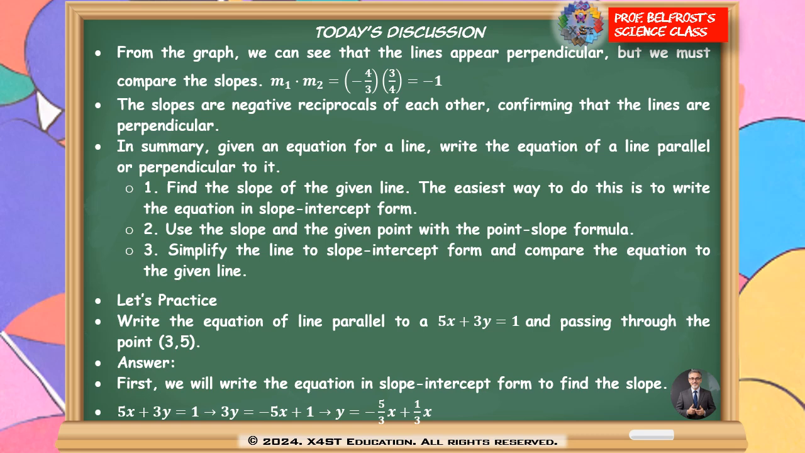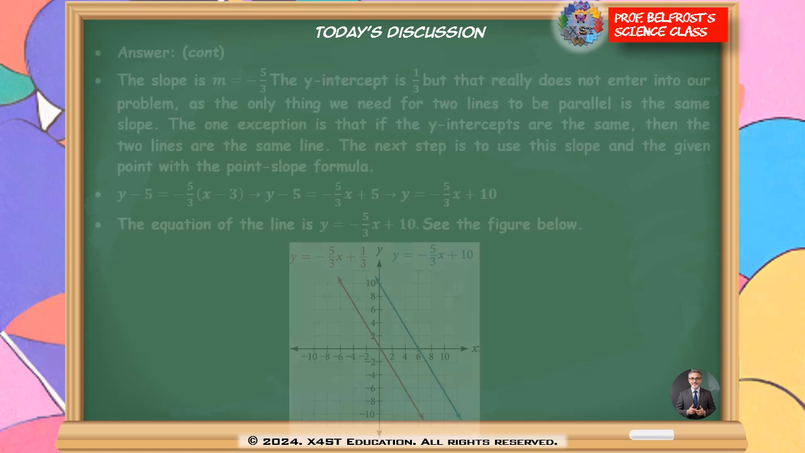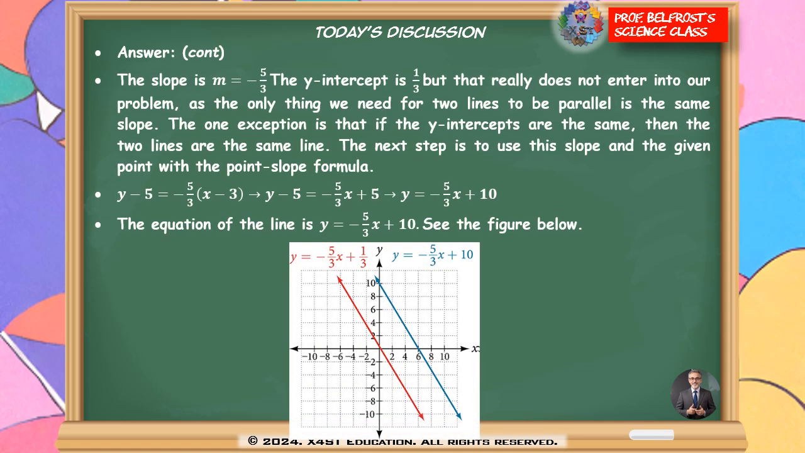After you rewrite it, it results in y equals -5/3 x plus 1/3. So we know that from this equation the slope is m equals -5/3 and the y-intercept b is 1/3, but that really doesn't enter into our problem, so we don't care about this. The next step is to use the slope and the given point with the point slope formula. We enter it into the point slope formula, and we get y equals -5/3 x plus 10, and the figure is as shown.